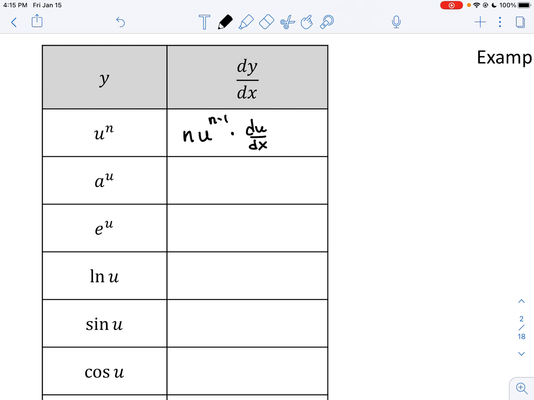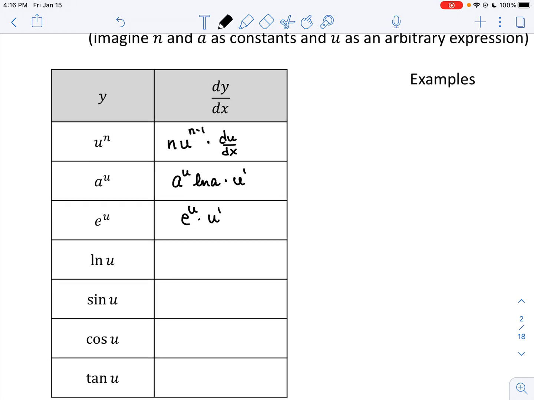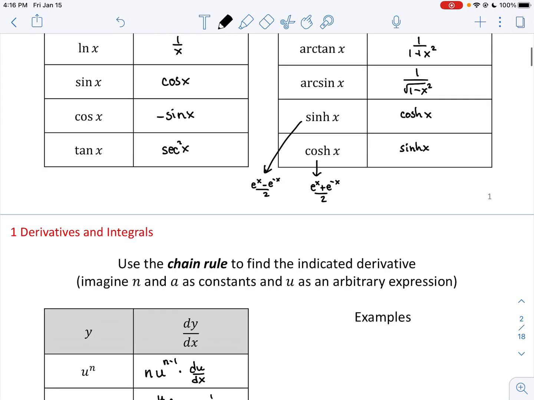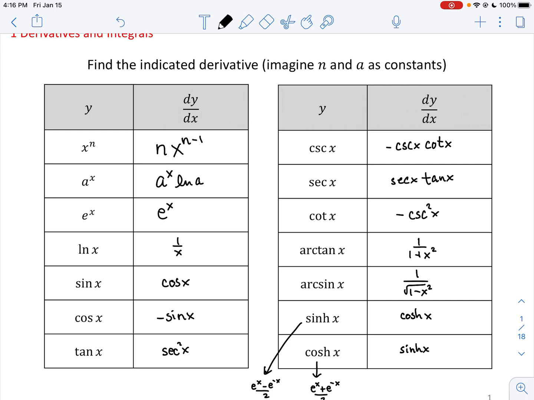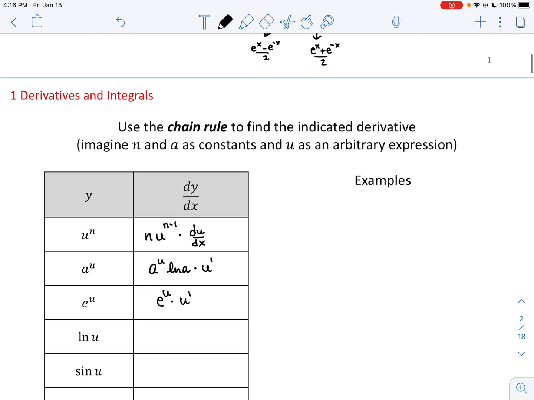The derivative of a to the u follows the same pattern as a to the x, which is a to itself, or a to the exponent, no change there, times the natural log of the base, and then the chain rule part is now multiplied by the derivative of that exponent, so du dx. E to the u is itself times the derivative of the exponent. In fact, you're going to notice that all the formulas I'm writing in this table are the same formulas that we put up here, except I'm using u instead of x, and there's a u prime being multiplied. It's the presence of the u prime that is the chain rule happening.